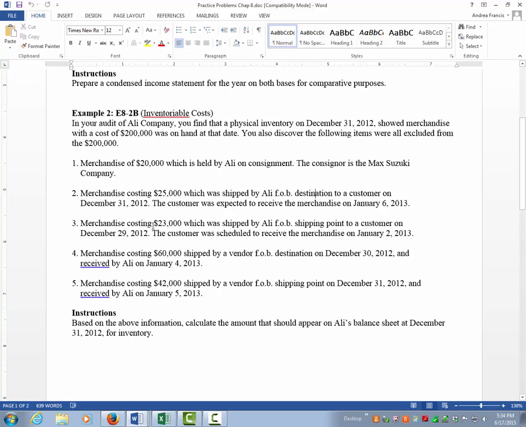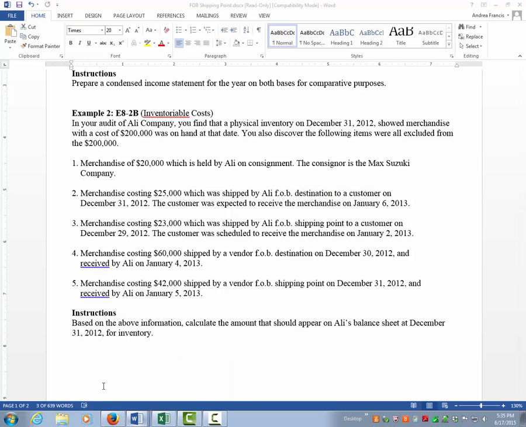Number 3, merchandise costing 23,000 which was shipped by Ali. So once again, Ali is the seller. FOB shipping point to a customer on December 29th, 2012. The customers were scheduled to receive the merchandise on January 2nd. So this part of the transaction is telling us that the goods would be in transit at December 31st, which means we have to figure out who owns them, in case they're supposed to be included in Ali's inventory. So the terms are FOB shipping point.